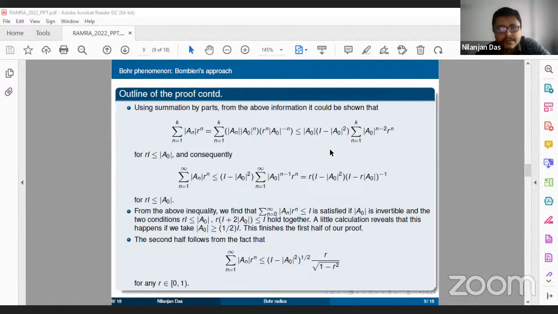So, now using this and with some calculations, we will arrive at the first conclusion of ours, and the rest will basically follow from an analog of the Cauchy-Schwarz inequality, basically like that: sum over n equals 1 to infinity |a_n| r to the power n is less or equal to (I minus |a_0|) square root of half r divided by square root of 1 minus r square. This is for the second part.